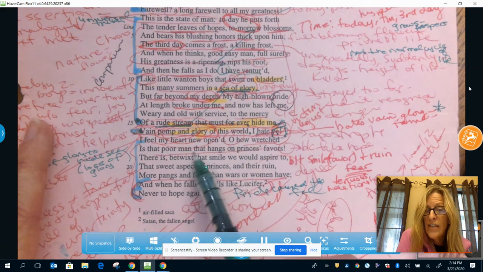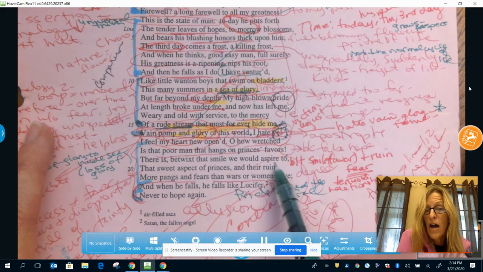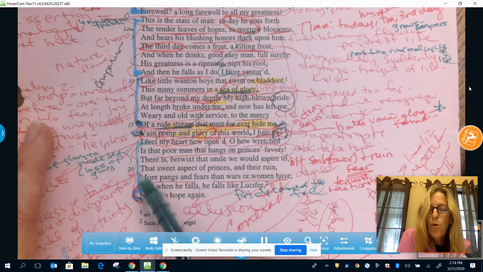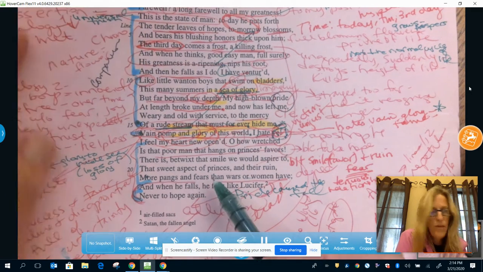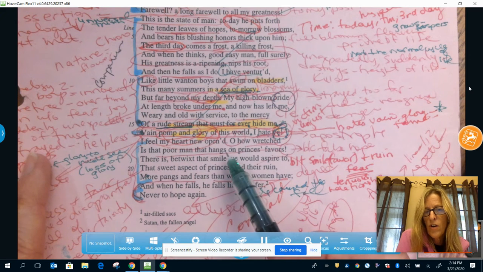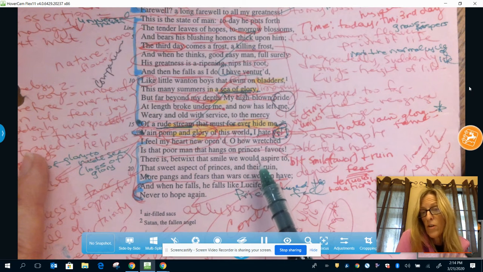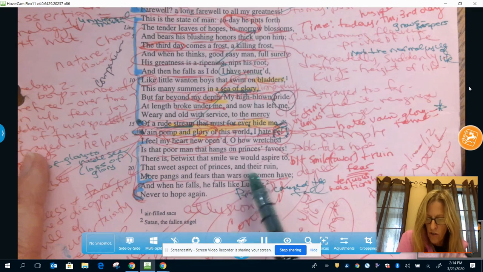"Oh, how wretched is that poor man that hangs on princes' favors. There is betwixt the smile we would aspire to, that sweet aspect of princes, and their ruin, more pangs and fears than wars or women have." He pulls back out to talk in general about people, perhaps people especially in positions in the court or in a position where their whole future depends upon the admiration, appreciation, indulgence of someone who has authority over them, and yet how that's always a very tenuous situation.